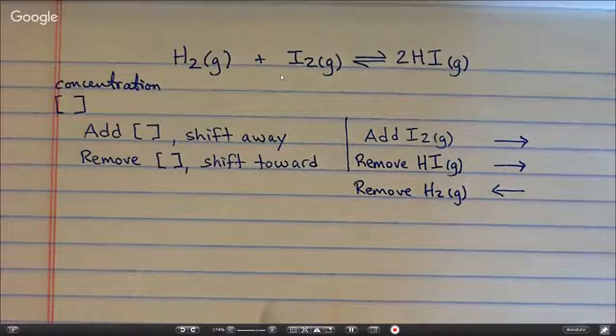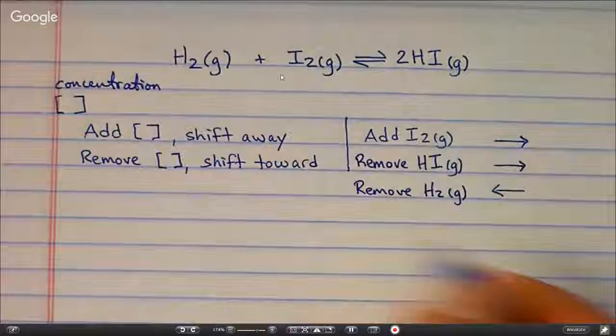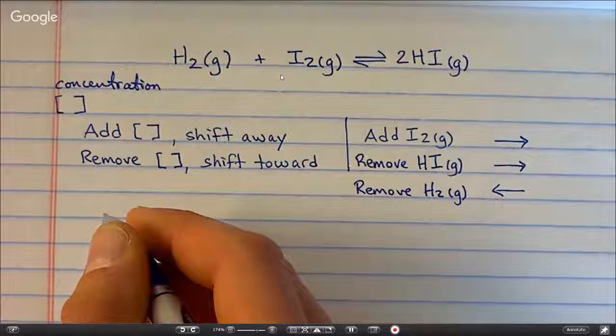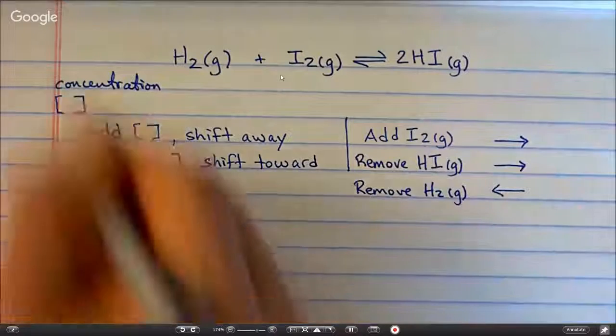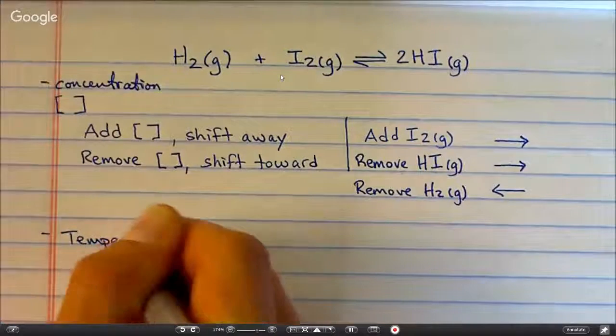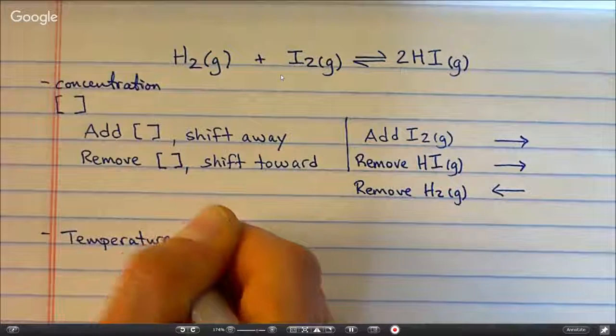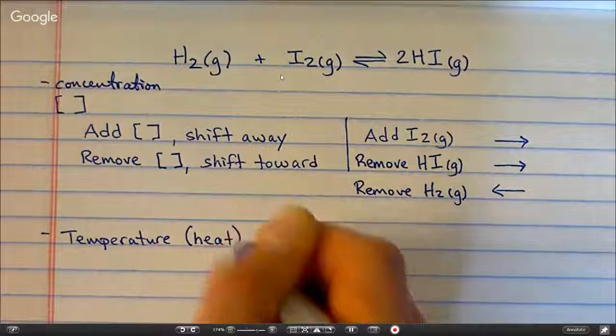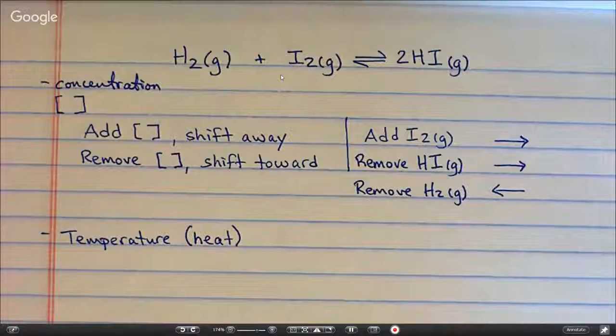For my next example, we're going to do things a little out of order here, but we're going to focus on temperature. Temperature, which for our sake will also represent as heat, because temperature is a measure of heat.